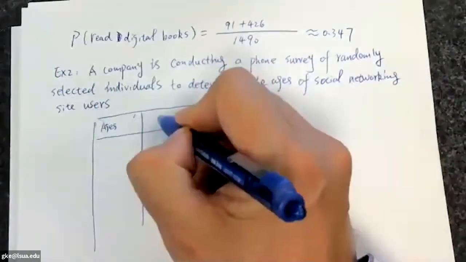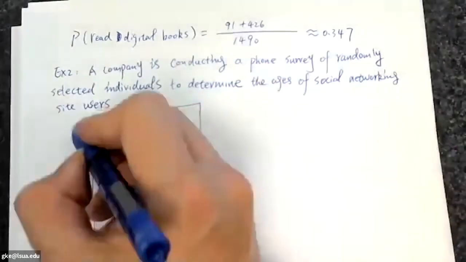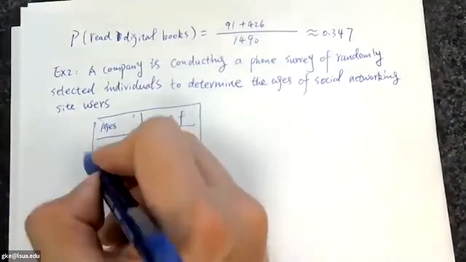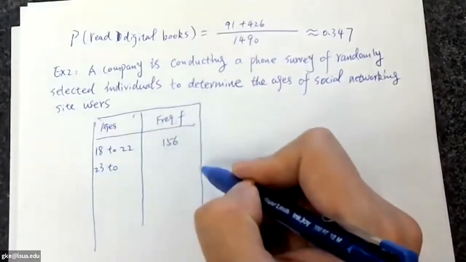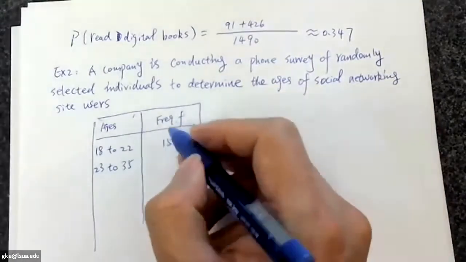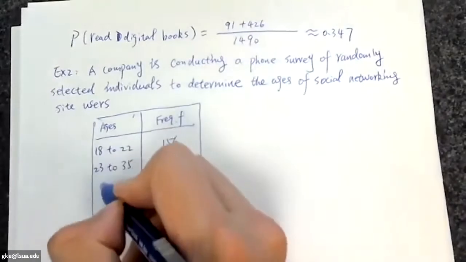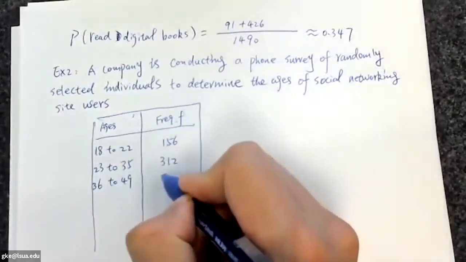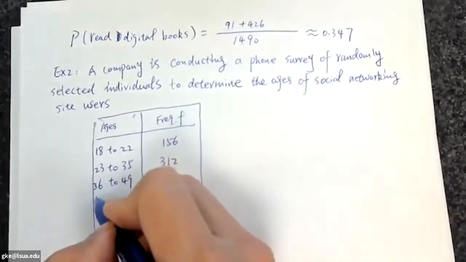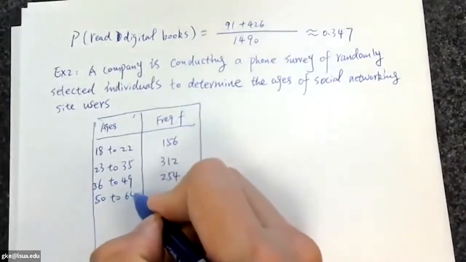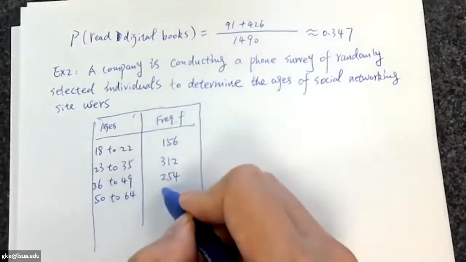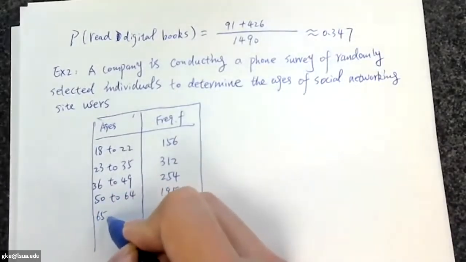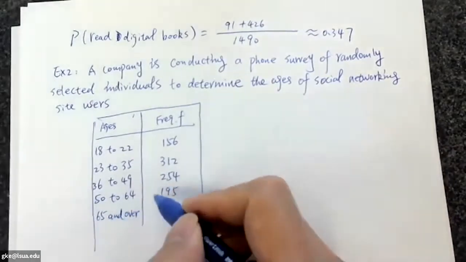Ages and frequency f. So 18 to 22, that is 156. 23 to 35, that is 312. 36 to 49, that is 254. 50 to 64, that is 195, and the last one, 65 and over, the frequency is 58.